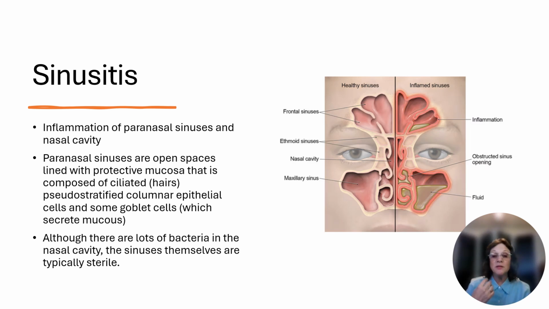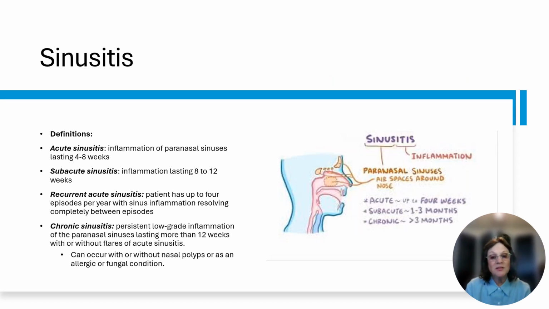Paranasal sinuses are open spaces that are lined with the protective mucosa that has those little cilia, the hairs that are able to move things out. They also have pseudostratified columnar epithelial cells and some goblet cells, which are needed to create mucus to trap bacteria and organisms, and then the cilia can move them out. So there are lots of bacteria in the nasal cavity, but the sinuses are supposed to be sterile. In sinusitis, you can have acute, subacute, or recurrent.